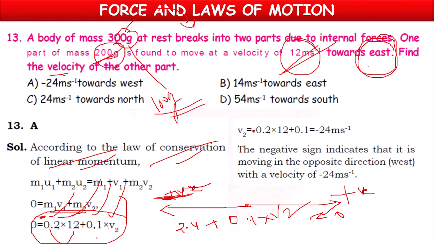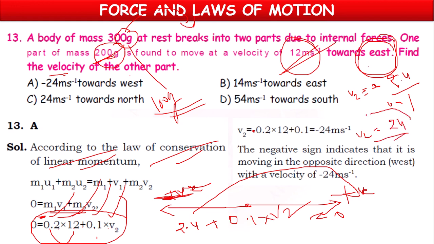If you want to find V2, this 2.4 will go to that side. V2 equal to minus 2.4 by 0.1. Point to point cancel. V2 equal to 24 by 1, which is equal to minus 24. So V2 value we are getting is minus 24 meter per second.